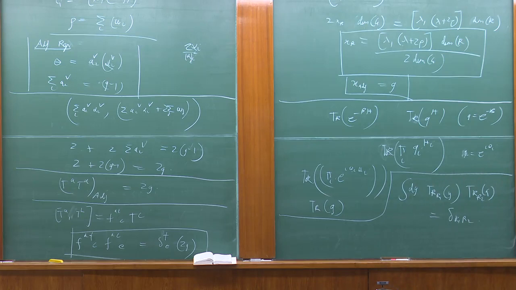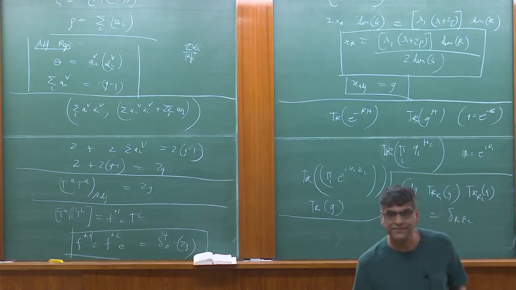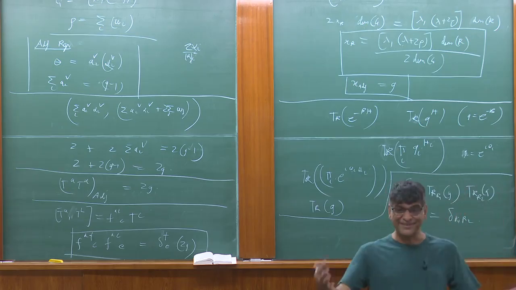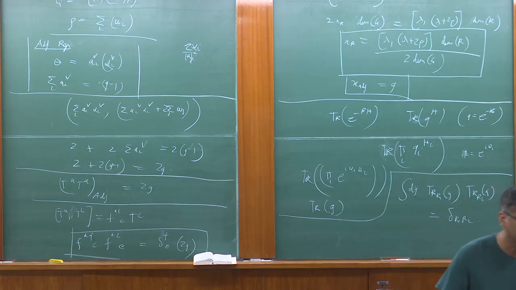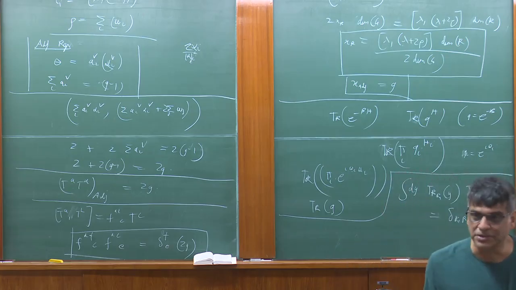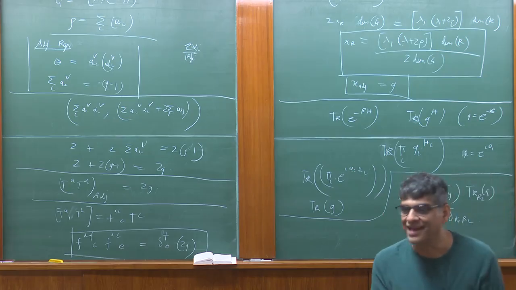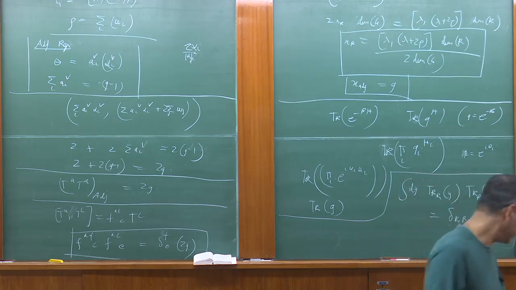Okay? So thinking of this character in terms of groups has great benefit. It's not just cosmetics. Because once you think of it in terms of group elements, it is natural then to integrate over the group. And from that you get orthogonality.